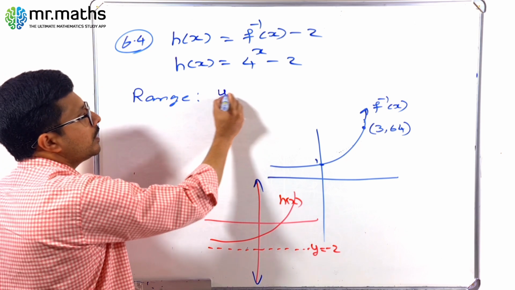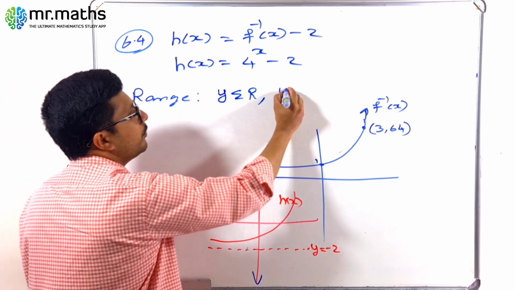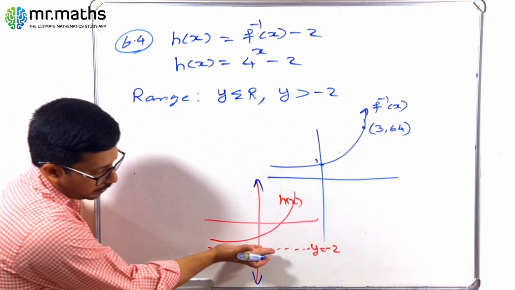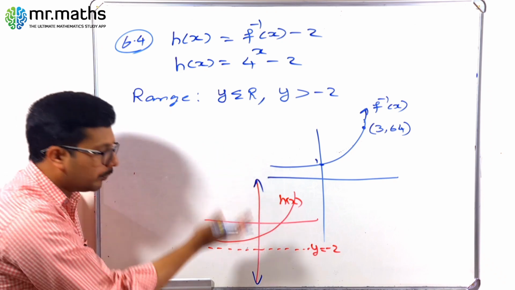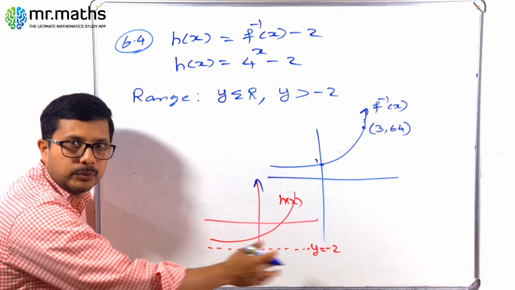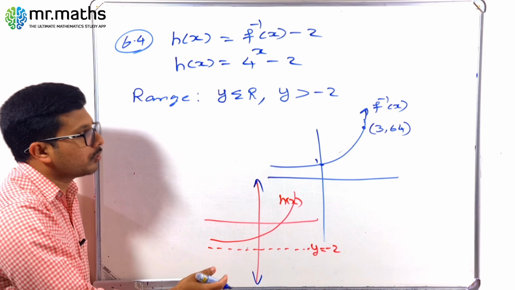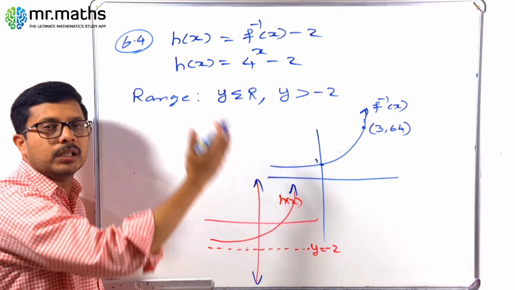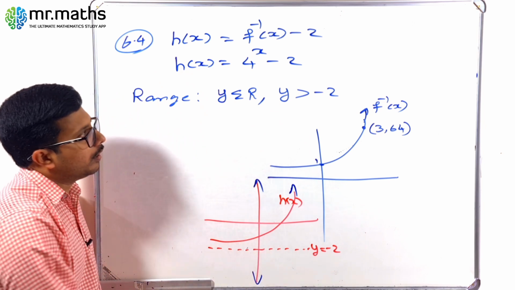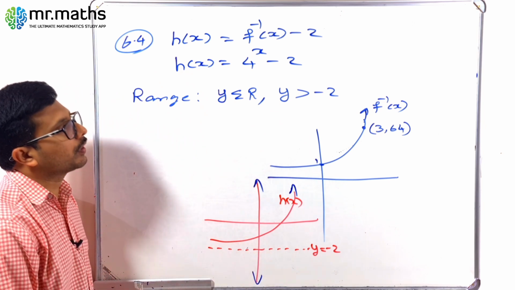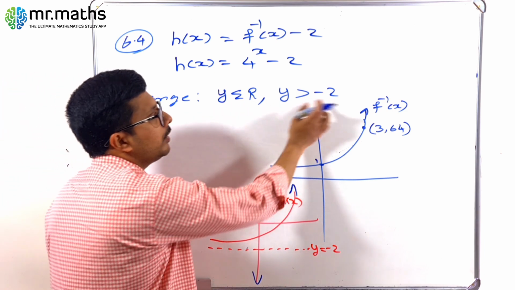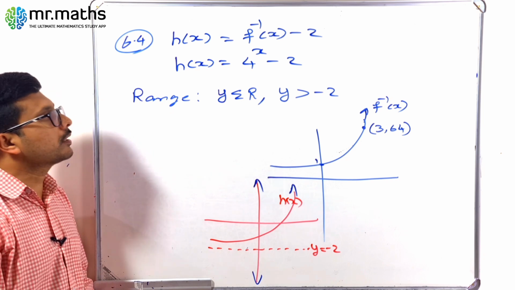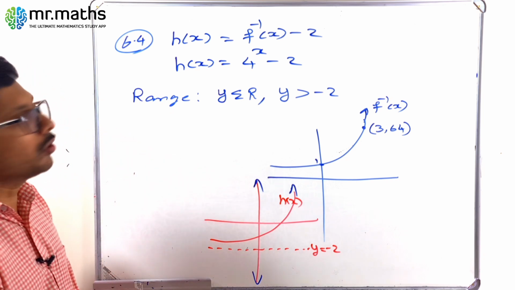So y is an element of R, but y must be greater than minus 2. It can't be less than minus 2, it can't cross this asymptote y is equal to minus 2. You understand? So y can take any real number on that side, but it can't cross this. So y is an element of R, but y must be greater than minus 2. That is the range of h of x.